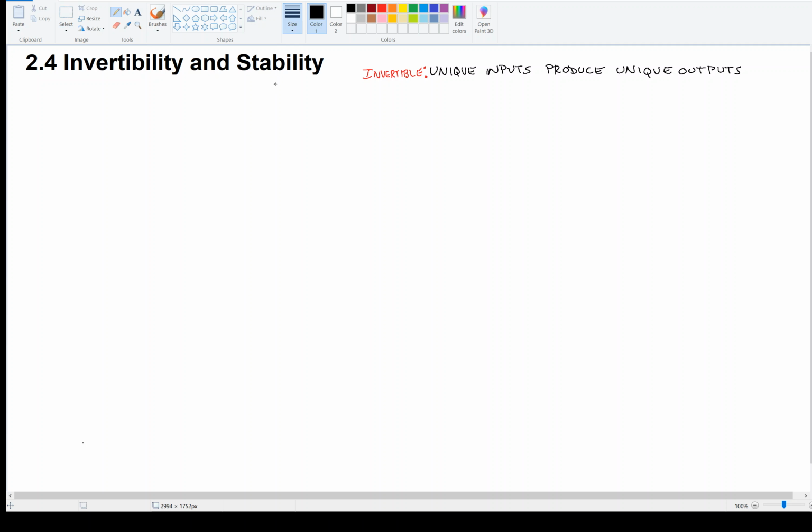Now, let's look at the second property here, stability. Understanding stability takes two steps. Stability, again, is a system property. So these are both system properties. But to understand stability, we first have to understand a signal property: boundedness.